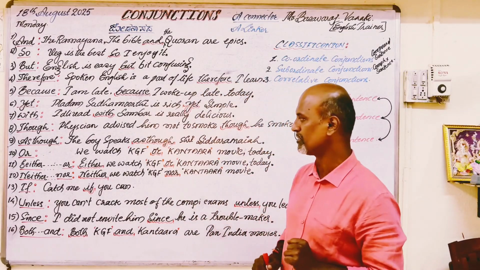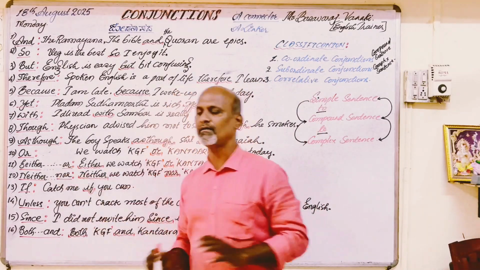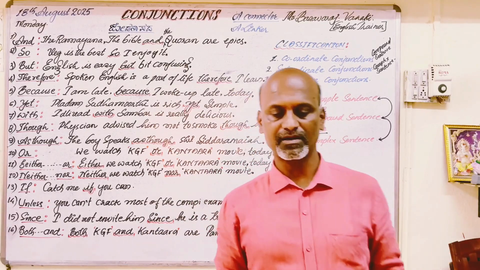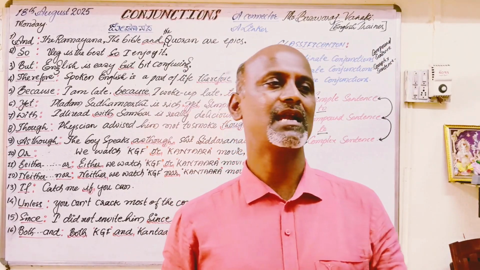Let's move to the next one. Number 10 is or. Or is a very simple one. When do we use or? ಯಾವಾಗ ಬಳಸ್ತೀವಪ್ಪ? ಎರಡರಲ್ಲಿ ಒಂದು.